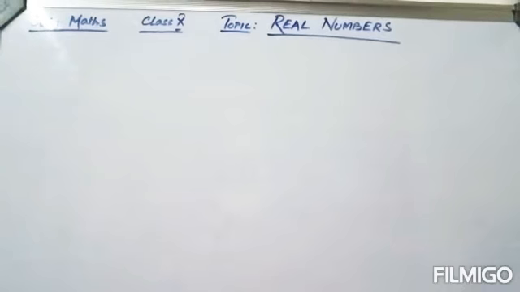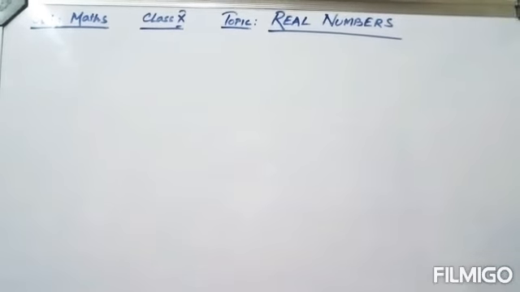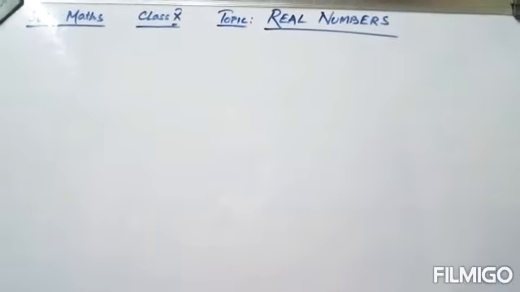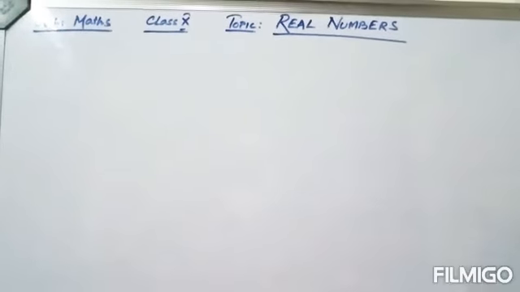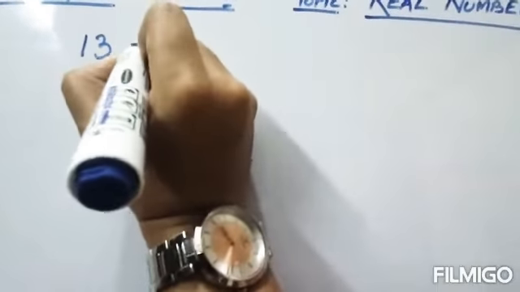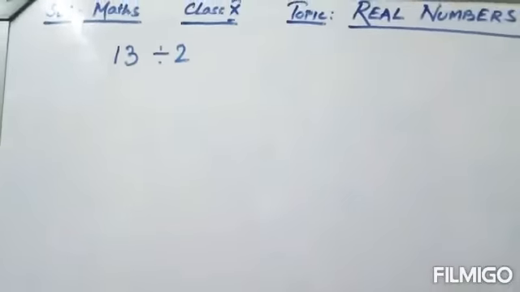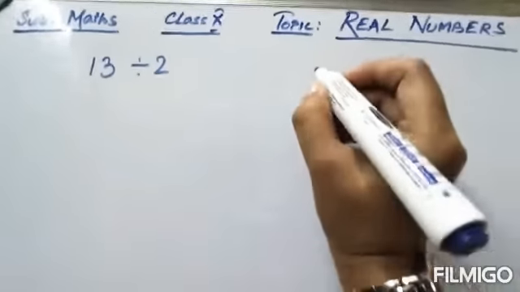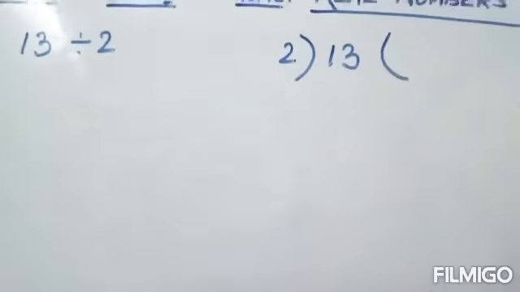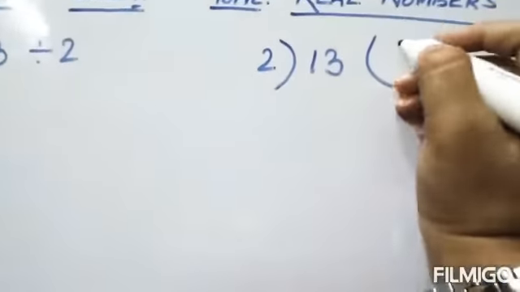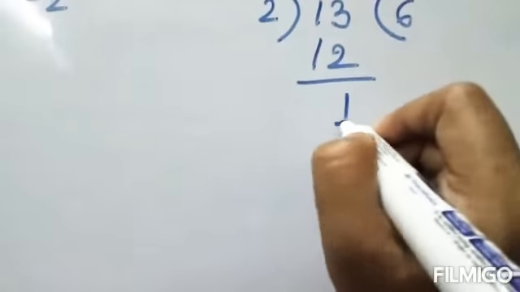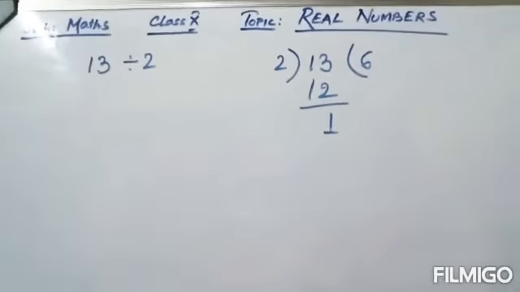So let's begin with the first chapter of class 10 maths, that is real numbers. Suppose I give you a number 13 and tell you to divide by 2. How will I divide 13 by 2? You will write 2 into 13, right? We all know 6 twos are 12 and 1 is the remainder, right?